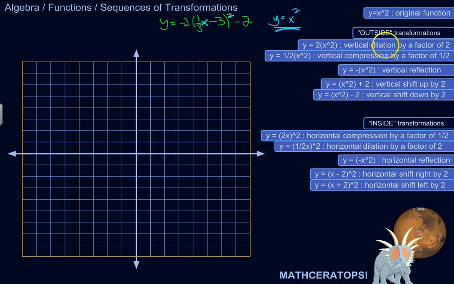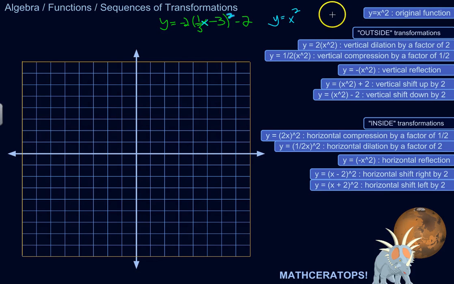Okay, and I have these grouped by vertical transformations and horizontal transformations. And you can identify the vertical transformations or changes because in the equation, the things that correspond to them are happening outside of the function. So if you view this function as a box, and you subtract 2 from the box, or you multiply the box by 2, these are all things that are happening outside of the function in the equation, and they correspond to the vertical changes.